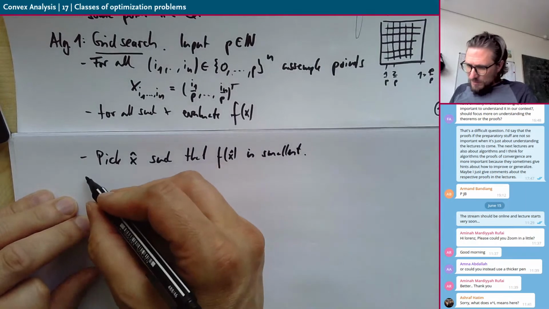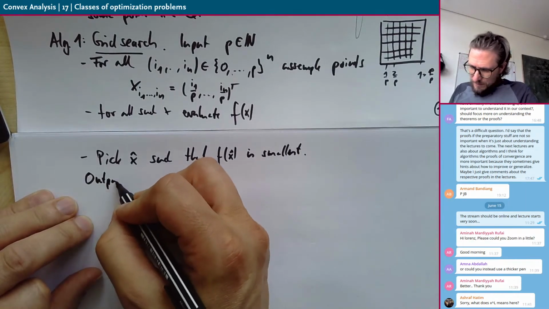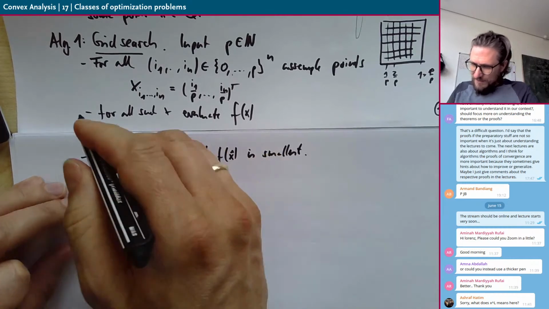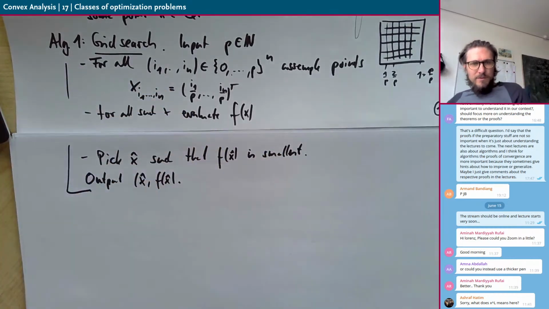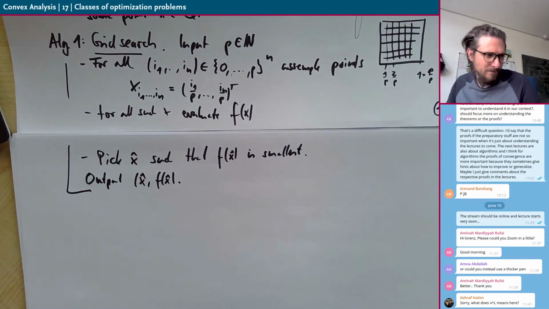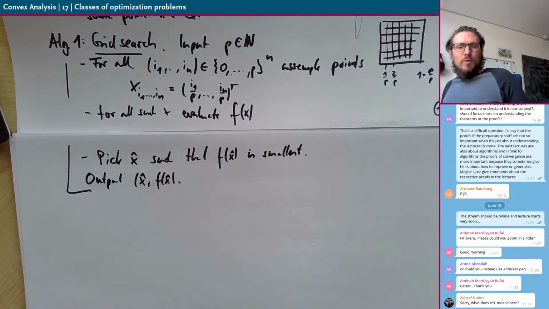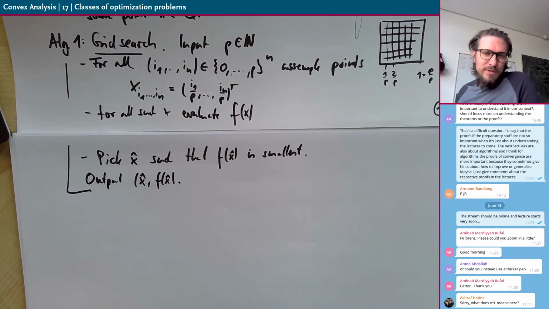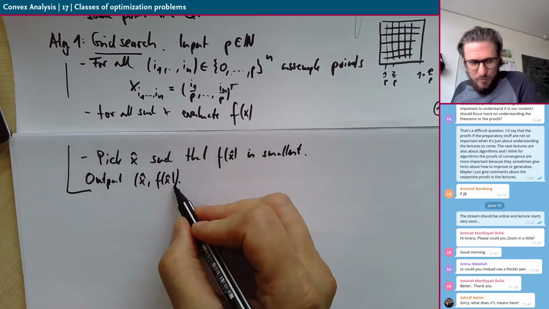And then the output would be this pair x hat, f of x hat. So this is the algorithm, the grid search algorithm. Very, very simple. Okay, so now we would like to know something about the performance of the method. So how good is it? What can we achieve with this method? How good of an approximation of the minimum do we get?